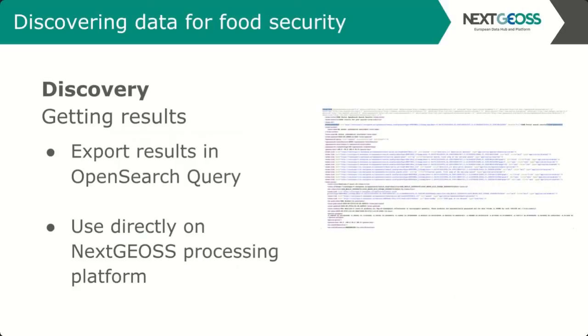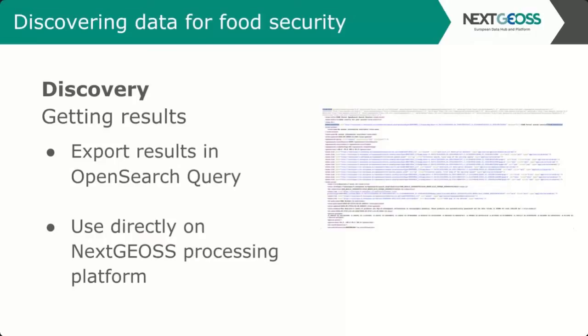So you can just give this OpenSearch URL as an input to your processing workflow, and it will automatically start processing all the results that it returns. So it's very easy to transfer the products that you found on the NextGEOSS catalog into your processing workflow, which is running, in this case, on the NextGEOSS platform as well. So this is, in short, an overview of how we use the NextGEOSS Data Hub within our pilot to find data related to food security.